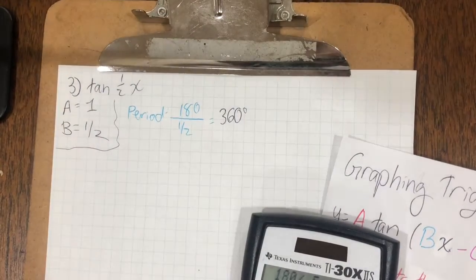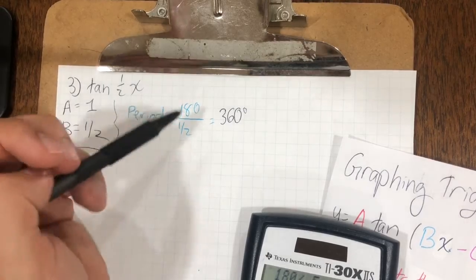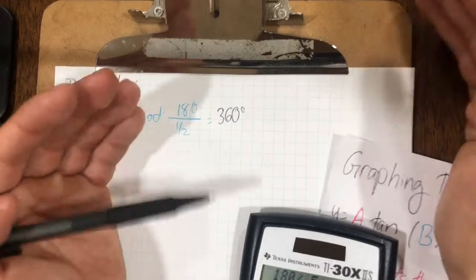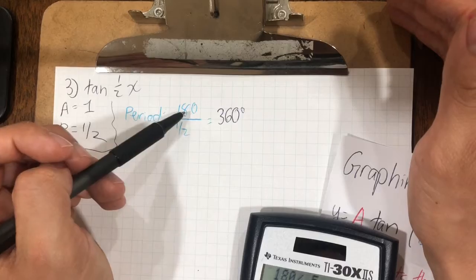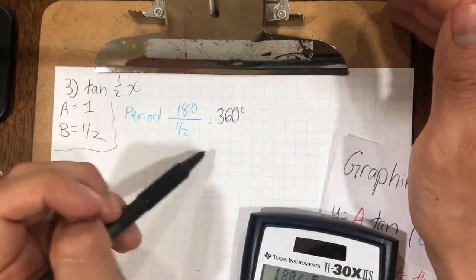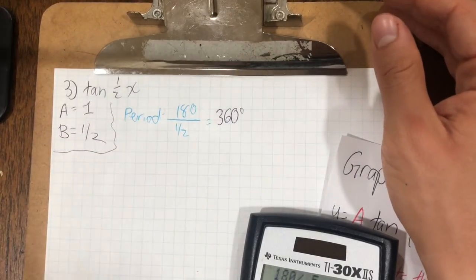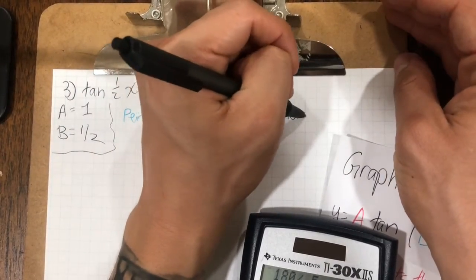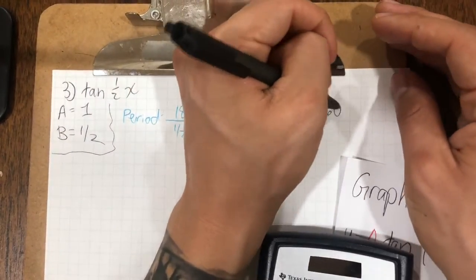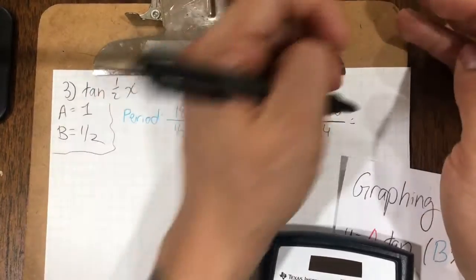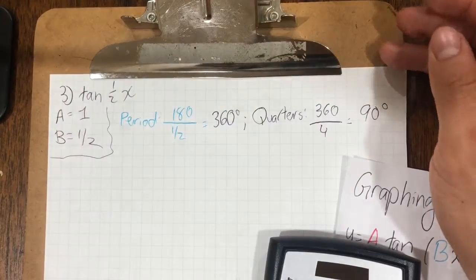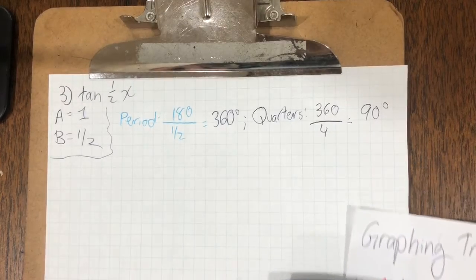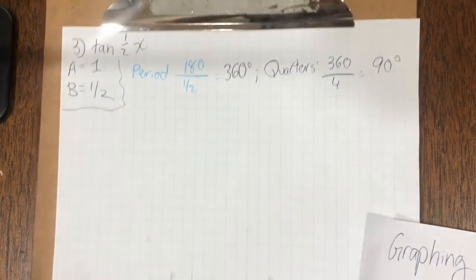So instead of 180 between two asymptotes, it's actually now going to be 360. And we're going to see that when we're graphing. And then let's figure out the quarters. So we're going to take 360, divide that by 4, and then I end up with 90 degrees. All right. So let's go ahead and make my graph for number 3.